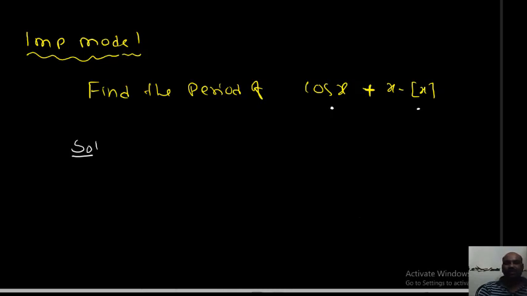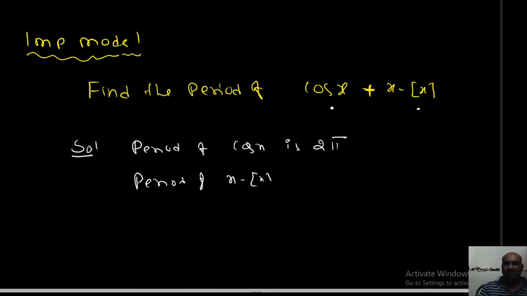So first of all you want to find the period of the cos function and of this function, after that you need to find their LCM. Okay, the period of cos x is 2 pi only. The period of x minus step x, that is the fractional part of x, is 1 only. Now we want to find the LCM of 2 pi and 1. The LCM of 2 pi and 1 does not exist.